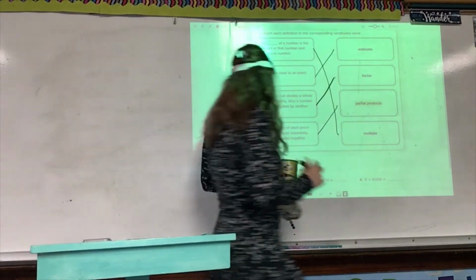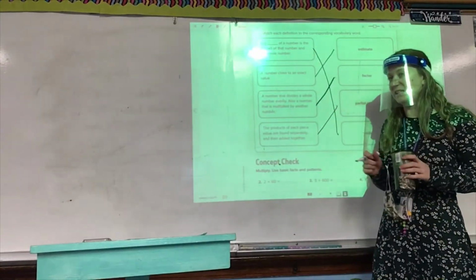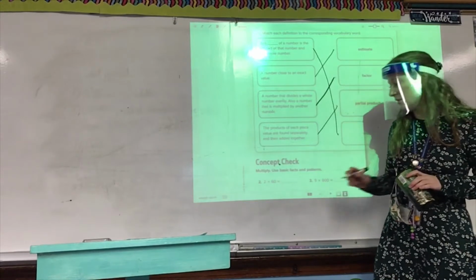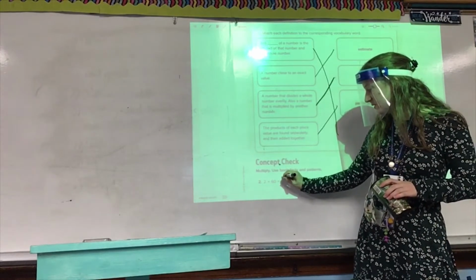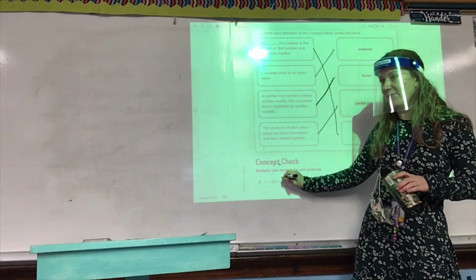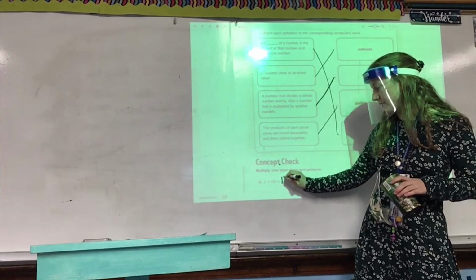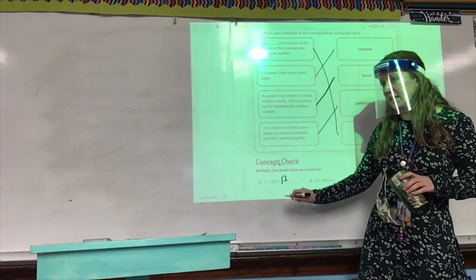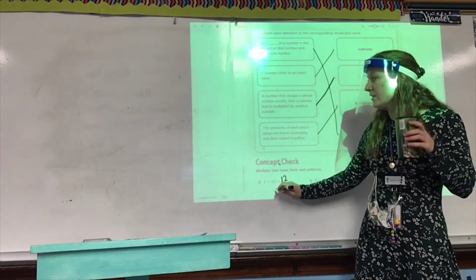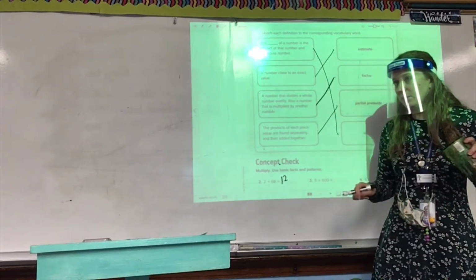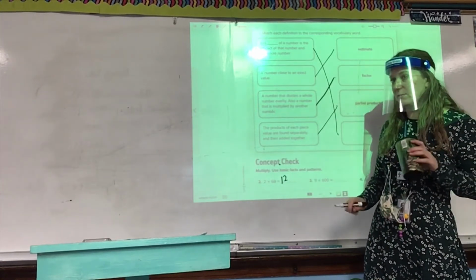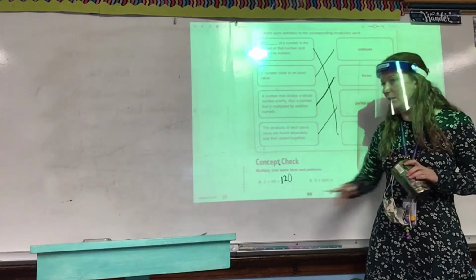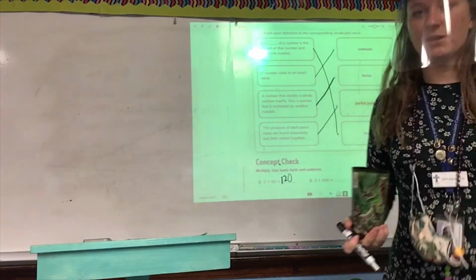So Victoria, number 2, 2 times 60. Step 1, we find the basic fact. What is the basic fact? 2 times 6. Step 2 is solve the basic fact. 2 times 6 equals 12. Step 3 is count the zeros at the end of the factors. How many zeros are at the end of our factors? One. So step 4, put the zeros at the end of the product. So our answer, 2 times 60 equals 120.